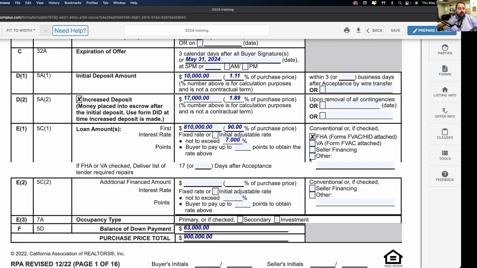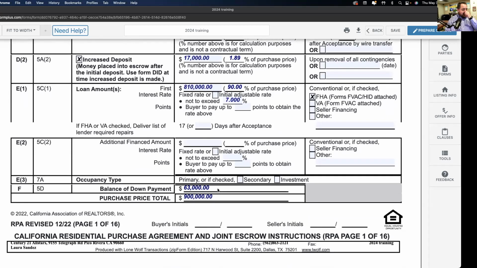If you do FHA, the lender required repairs are not a separate form any longer. They're part of your request for repairs. So just know that you've got to make sure that your appraisal is done prior to submitting a request for repairs, or else you have to submit a second request for repairs if there's anything on there for lender required repairs.